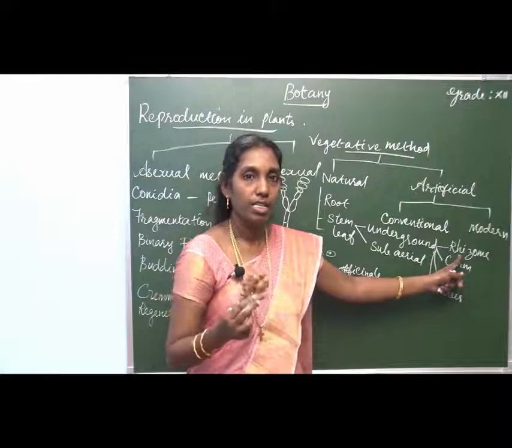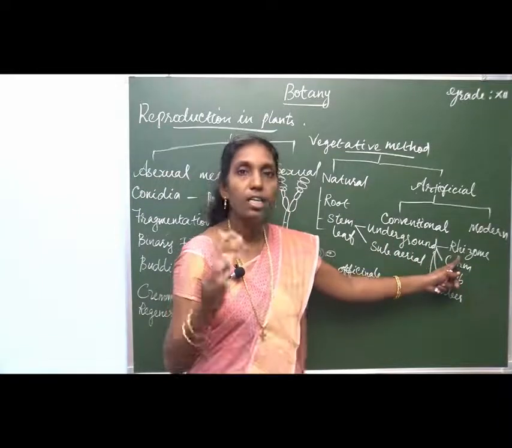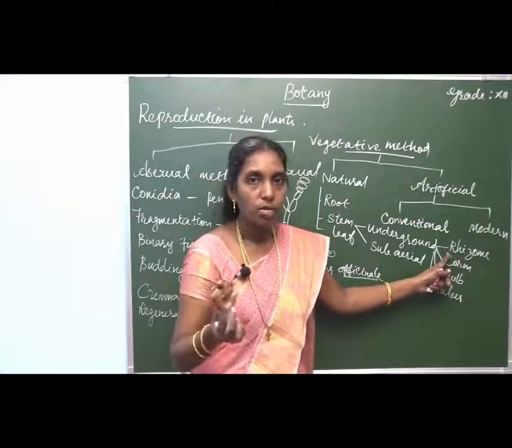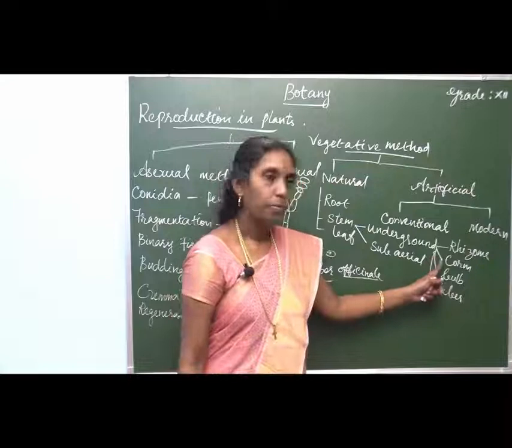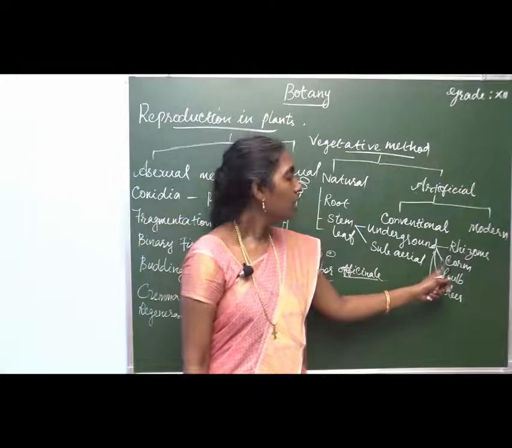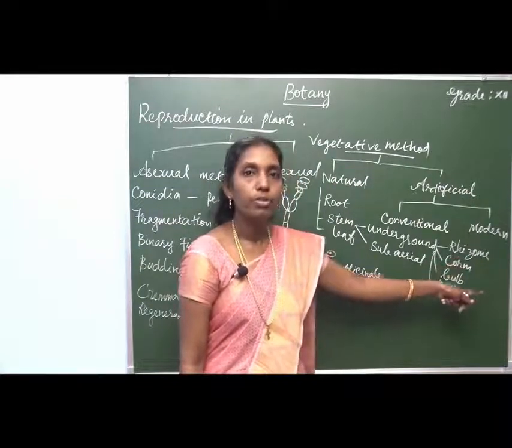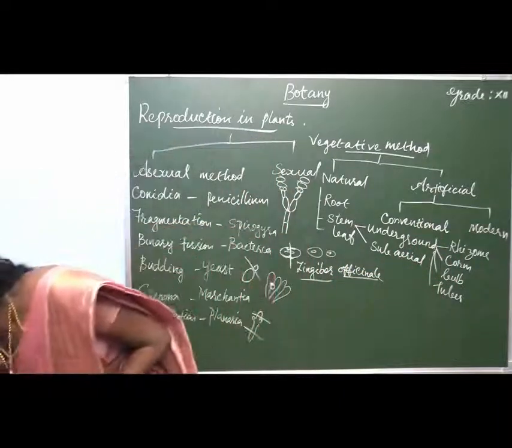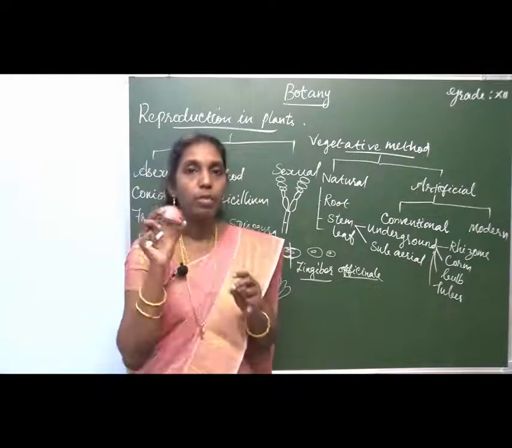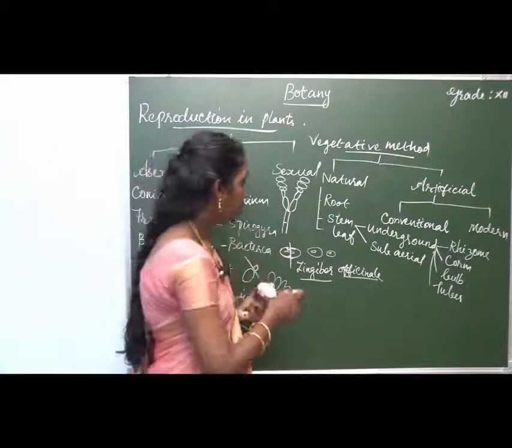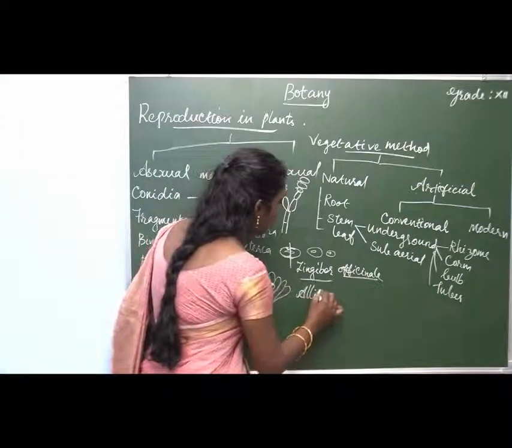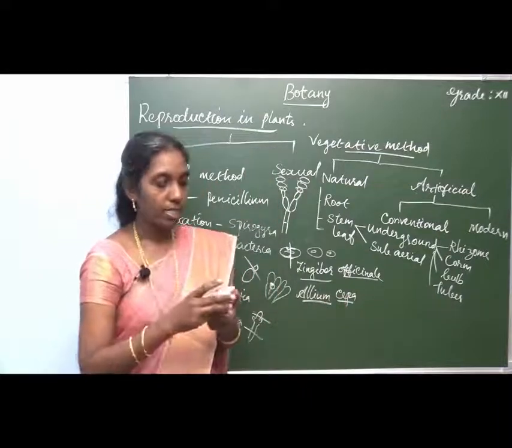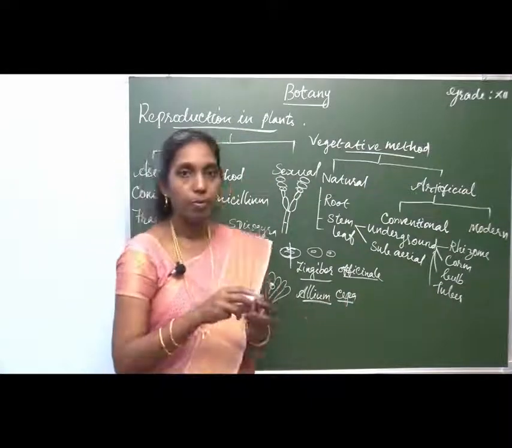In banana also we can see this underground stem modification, rhizome. This rhizome develops into the new species. Likewise, corm. An example is colocasia. Corm is also able to develop into a new species. Bulb. Example, Allium cepa. This is an example for bulb. The small one we can say is Allium cepa, onion.